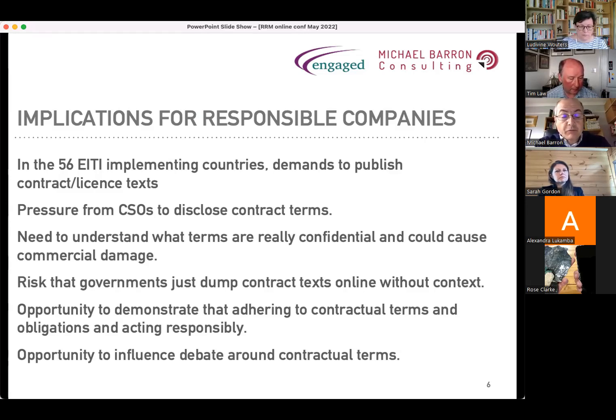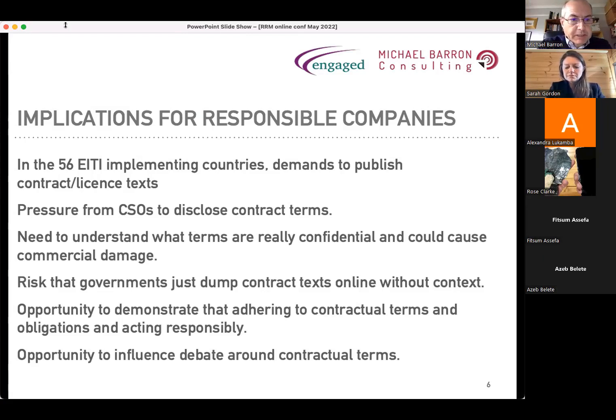And therefore, when contract terms and obligations are in public, it's also an opportunity to influence the debate around contractual terms. Often the debate around whether the contract terms aren't fair, aren't equitable, and so forth, is done in an information vacuum, where information about the actual contractual terms is not available to the public, and therefore people end up speaking at cross purposes, asking for things which are either not realistic or may already be there in the contract, but just aren't implemented. So that's some of the implications for companies.